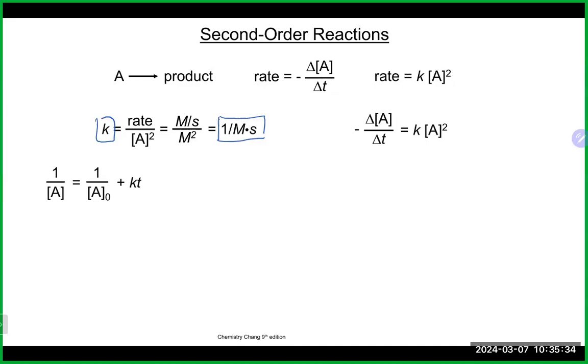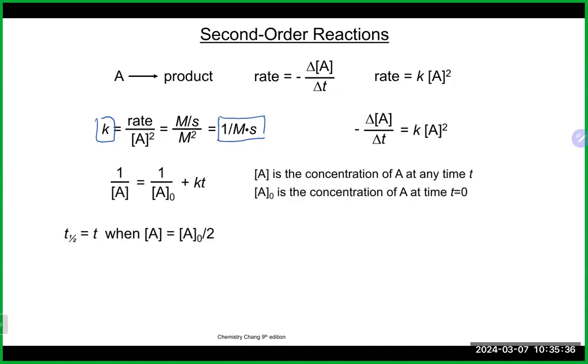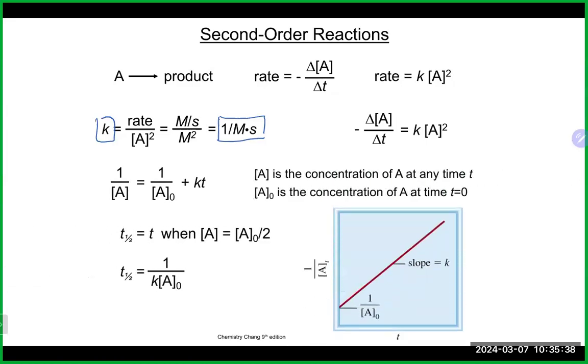Now we do have an integrated rate law that goes with a second order reaction, which is a little bit different looking than the first. It is 1/A is equal to 1/A naught plus kt. And in addition, we have a half-life equation here that is 1/k times the initial concentration in this case.